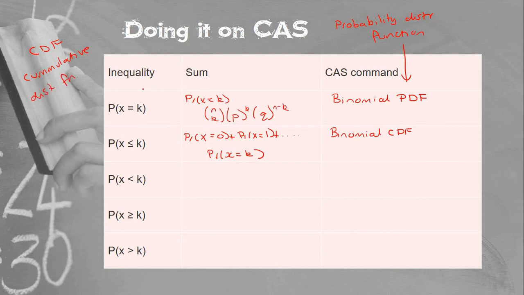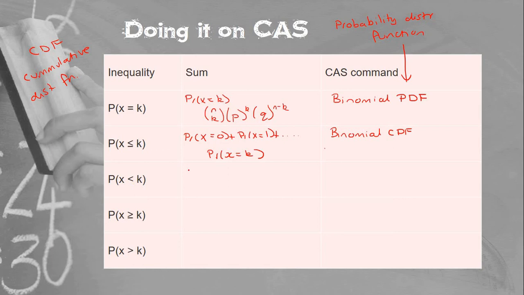So cumulative, that's more than one thing. We're grouping together more than one probability, which is why I've got this sum here. When we do this, we're going to have to enter something with our lower and upper bounds, and I think I'll wait and explain that later on.